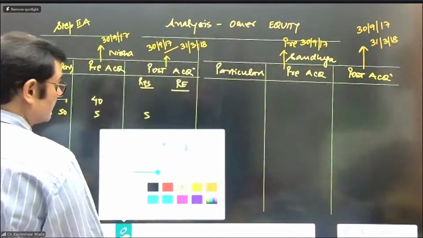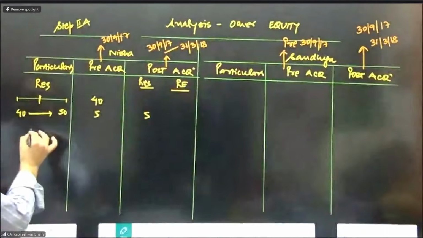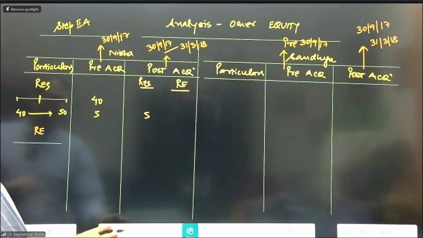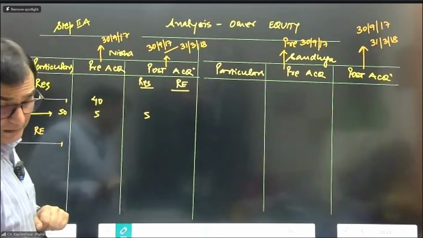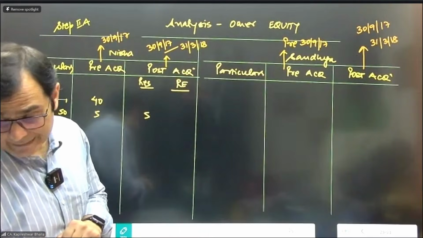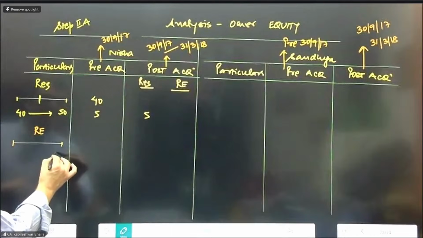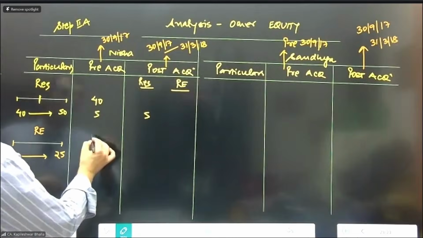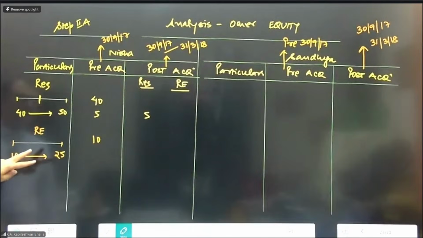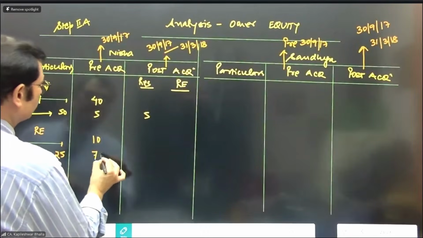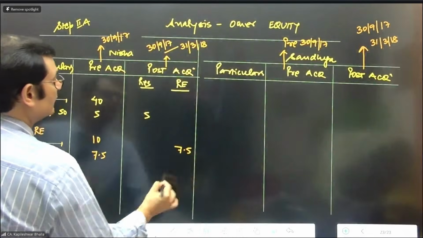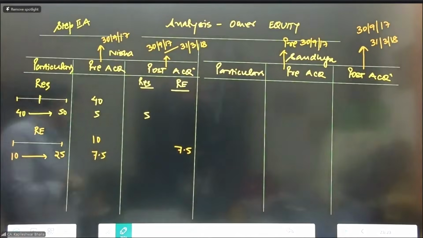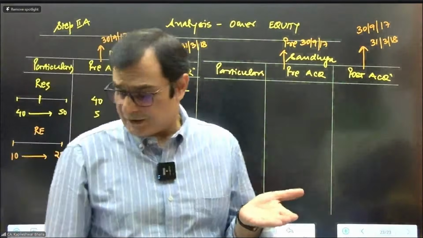Now let's go to the next item, that is retained earnings. We again consider a timeline. And in terms of the timeline for RE, Nisha has got a retained earnings 25 at the end and it's 10 at the beginning. So we can say that 10 is pre and the increase of 15 goes in the time ratio, 7.5. So you can see reserves taken to reserves, RE taken to RE. I think that's it. So there's nothing else.